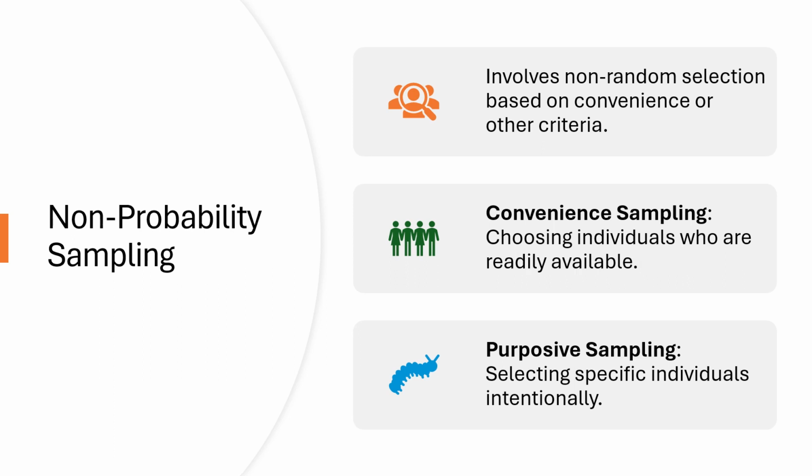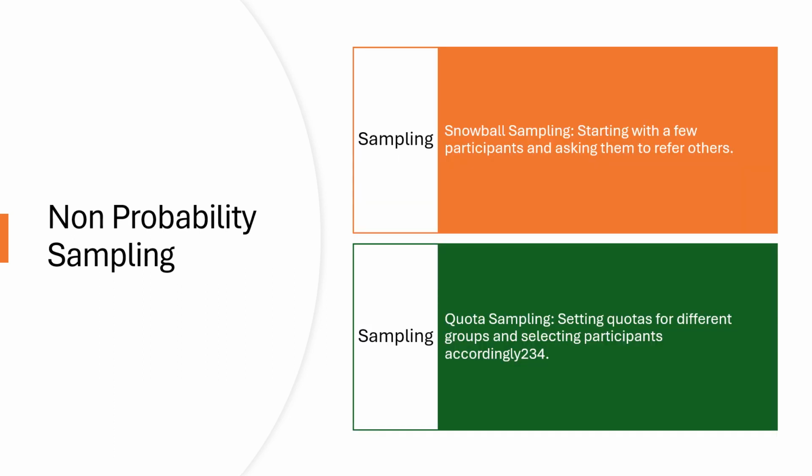This type of sampling is done on specific individuals intentionally. That means the researcher has an intention that he will select this individual or that individual out of the population. This is again a biased sampling, but it is a very good one also, and it is called purposive sampling. Under the heading of non-probability sampling, we have snowball sampling also.